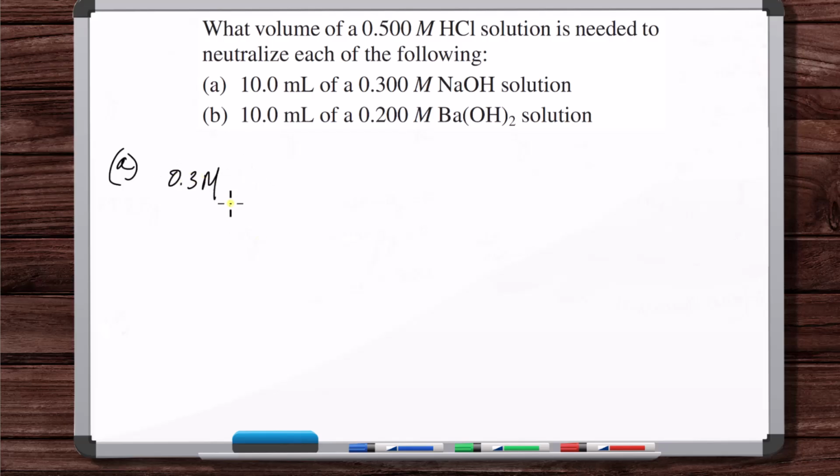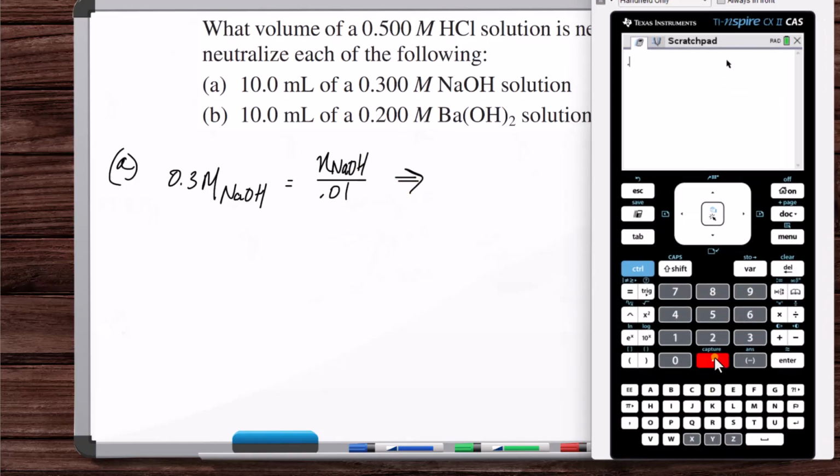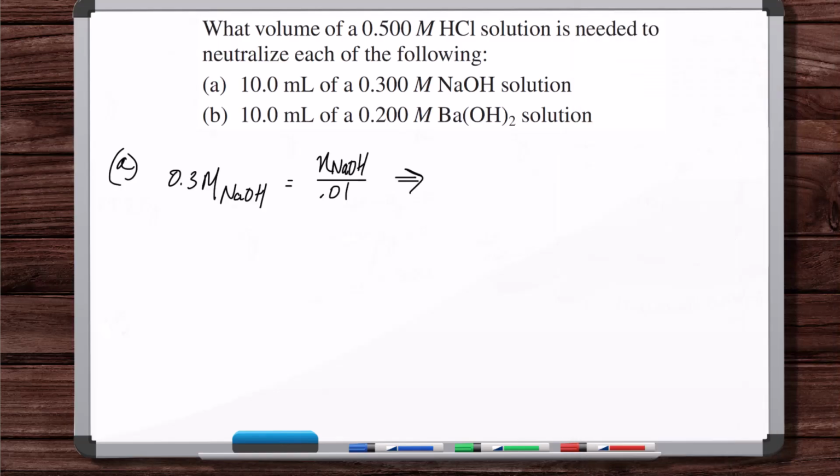If we've got a 0.3 molarity sodium hydroxide solution, and there's 10 milliliters of this solution, so that's 0.01 liters, well, how many moles of sodium hydroxide are in that solution? So 0.01 times 0.3, 0.003 moles.